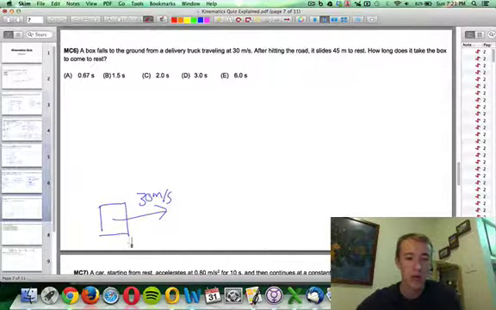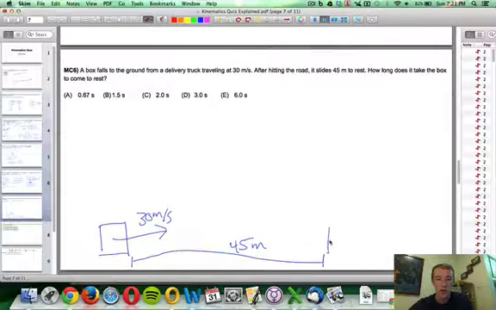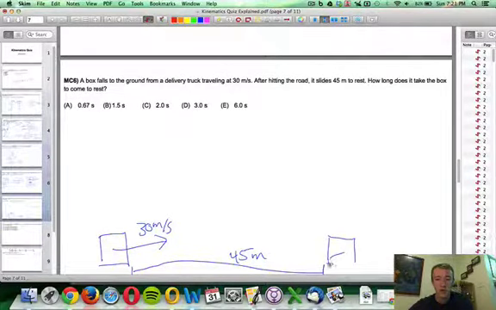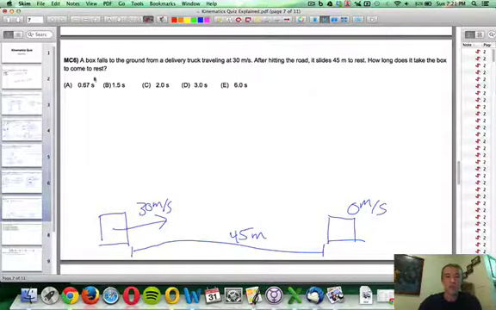And then it travels a big old distance here of 45 meters. When the box gets to 45 meters over here, it has a speed of 0 meters per second. It might help you a little bit just to see that. I knew that it ended up with a velocity of 0 because it says that it comes to a rest. Tricky phrase there. Let's list what we know, what we don't know.